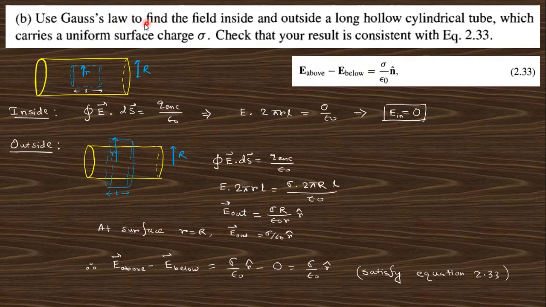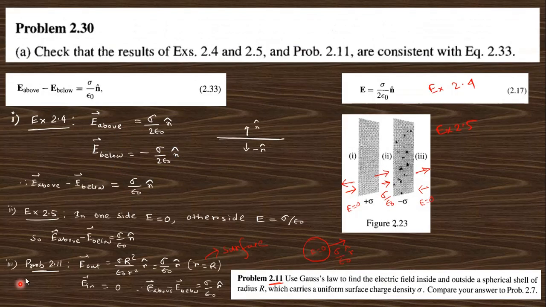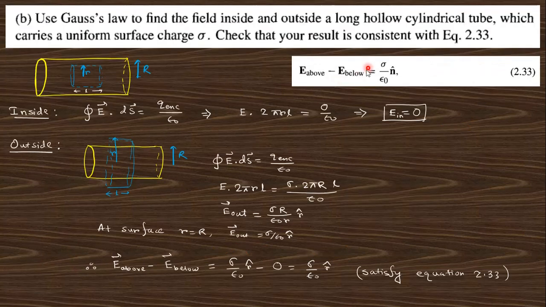Use Gauss's law to find the field inside and outside a long hollow cylindrical tube. This is a hollow long cylindrical tube. Using Gauss's law, you need to find the electric field inside and outside, where the cylinder carries a uniform surface charge density sigma. Check the result for consistency with equation 2.33. That means you need to check whether the earlier equation is satisfied or not.